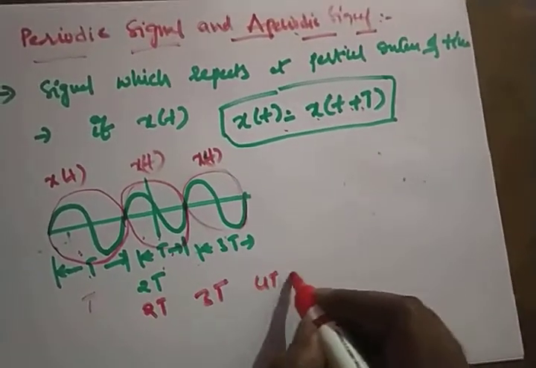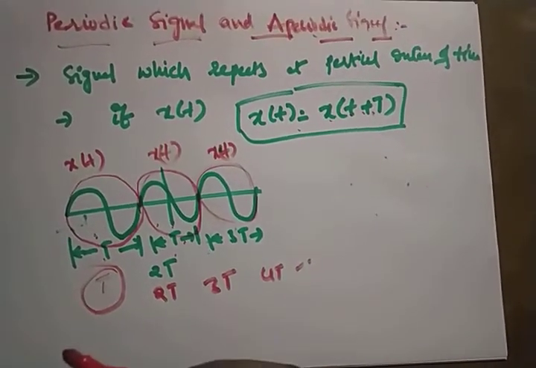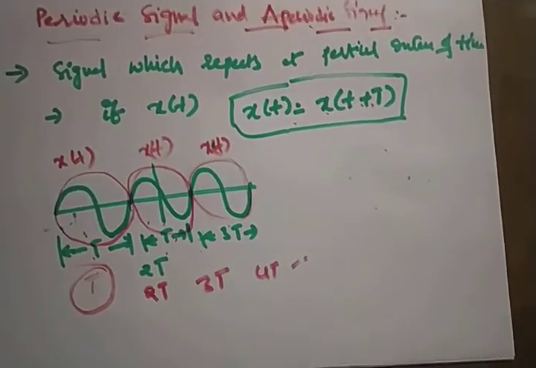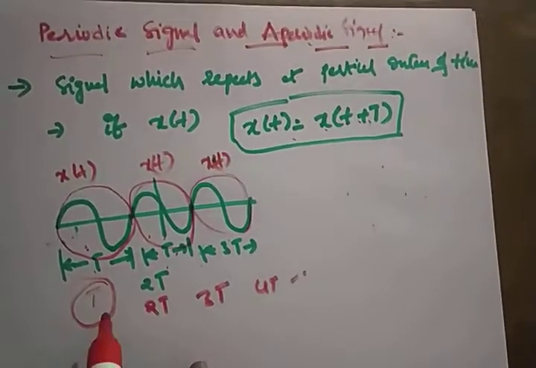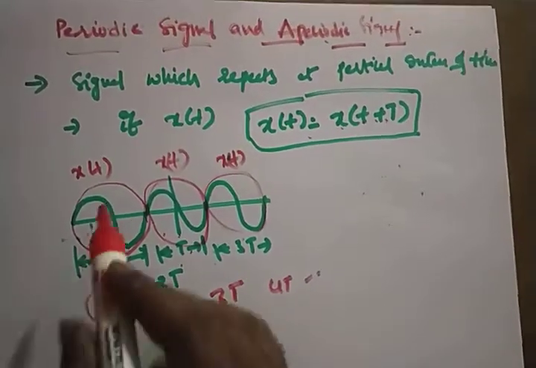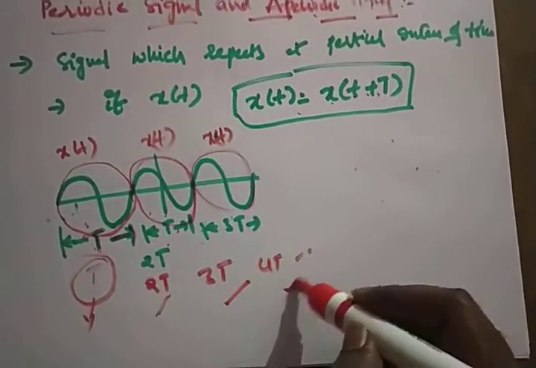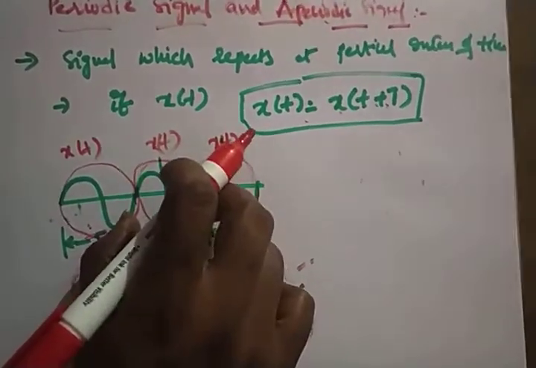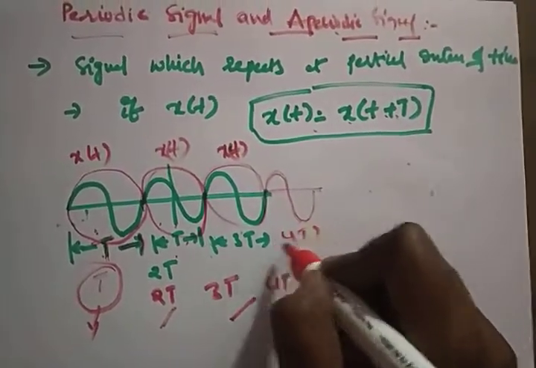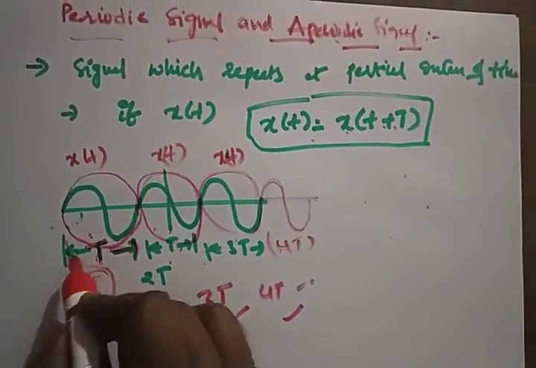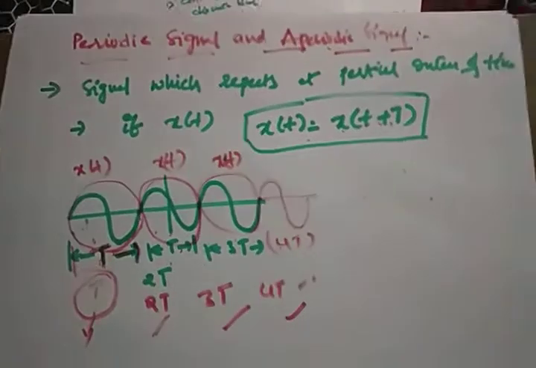3t now, 4t now, and so on. The lowest value of a signal which repeats at a particular interval of time, the lowest value of the time, we can call it a time period. So what is the time period here? T. The highest values are 2t, 3t, 4t, and again if another wave is there, this we can call 4t. The lowest value of time is t, so this we can call the time period of the signal. I hope you understood.